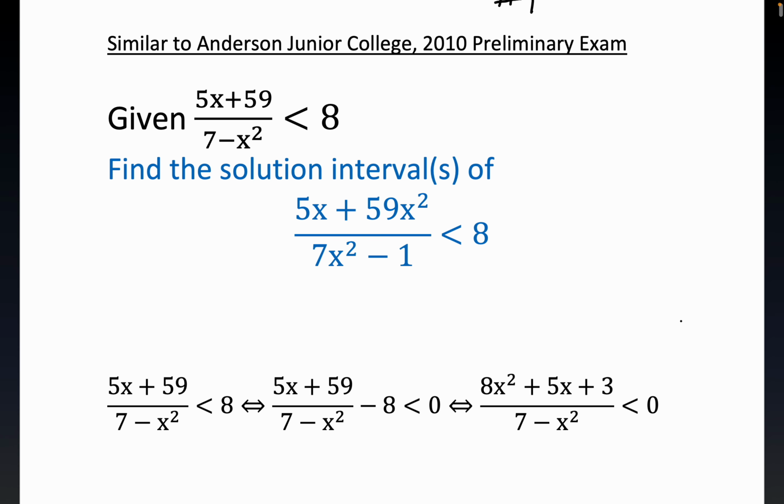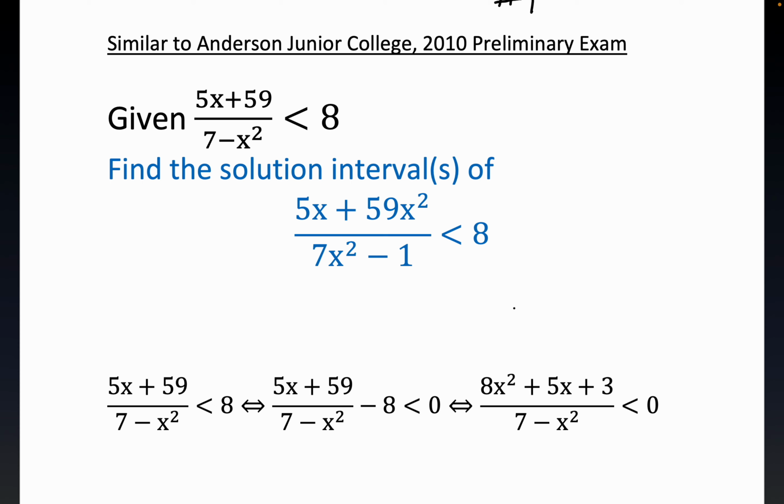Now, since this is given, we start with this statement right here. In other words, I just bring it down here. This is the given. And in a few steps, you get to this statement right here. When you subtract 8 from both sides, notice that minus 8 times 7 is minus 56. 59 minus 56 gives you the 3 you see right here.